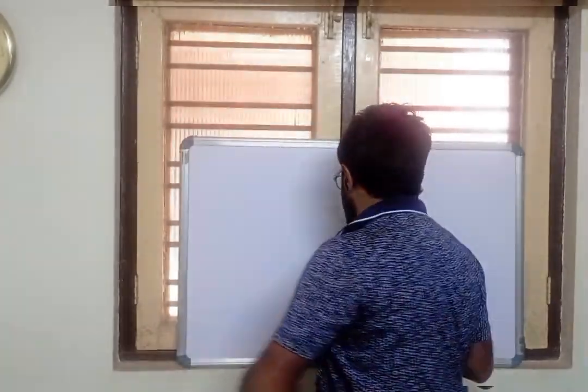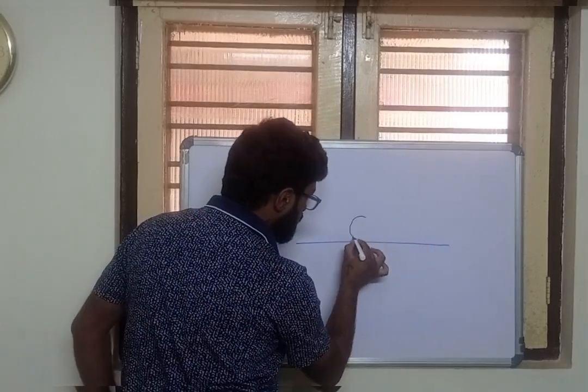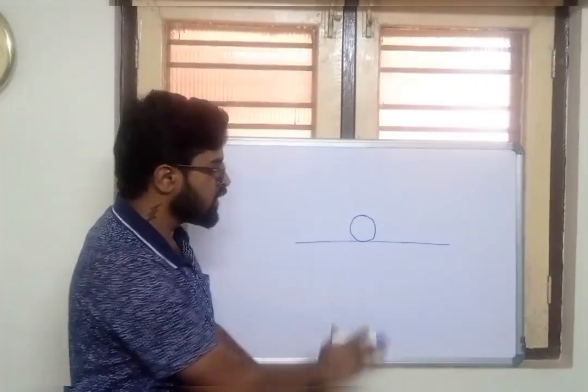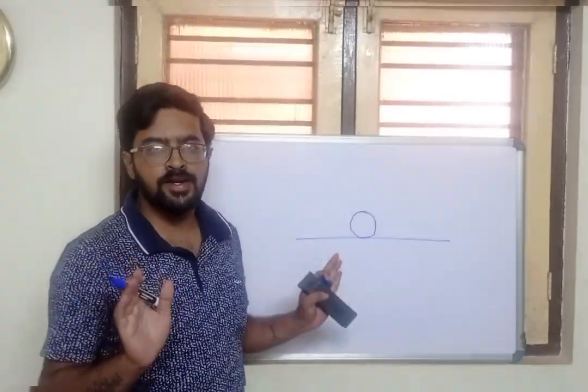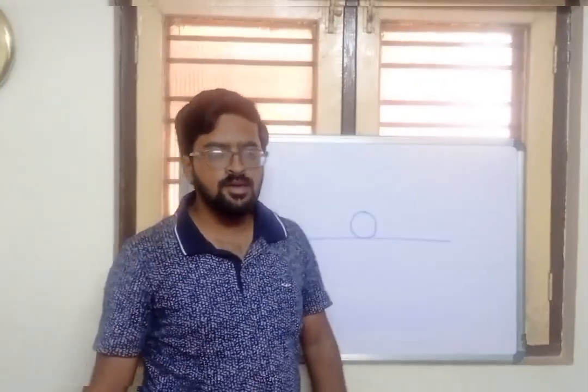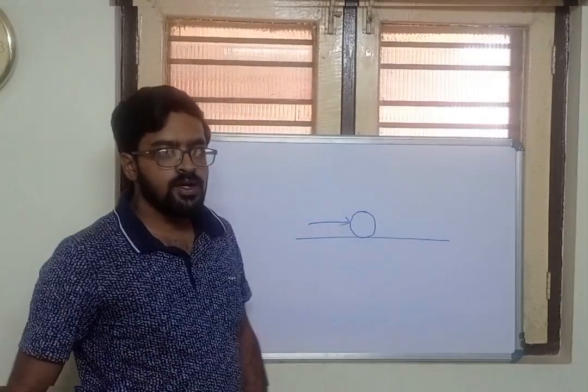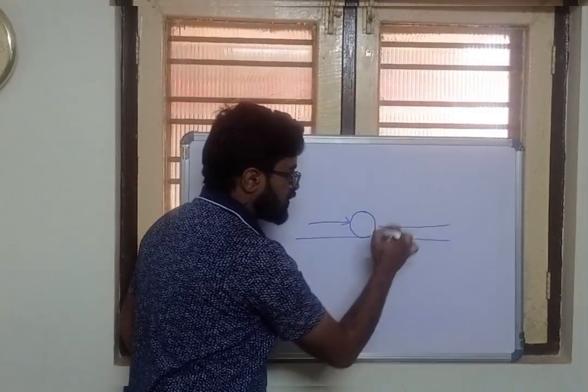Suppose I have a spherical ball and I want to make it stand still. How do I make it stand still? Suppose this is the surface and this is my sphere. I want to keep my sphere intact. I shouldn't make it roll. How do I make it? If I apply a force to stop it from here, it will move ahead in this manner.